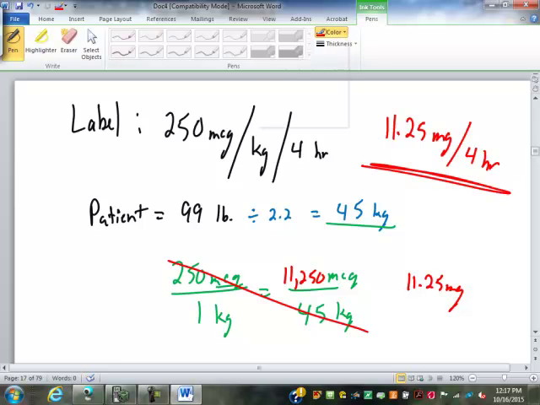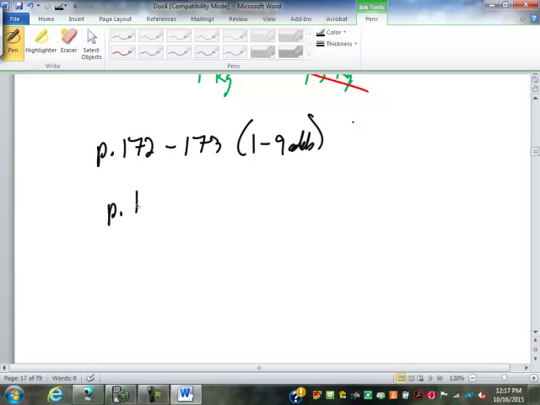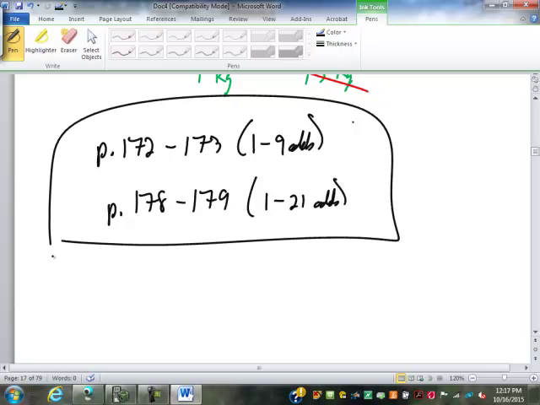Any questions? Okay, well, on top of what we talked about last week, this week we have page 172 through 173, 1 through 9, the odds. Also page 178 through 179, 1 through 21, the odds. And the rest of it we'll wait till next week. So the test will be 2 weeks from today.